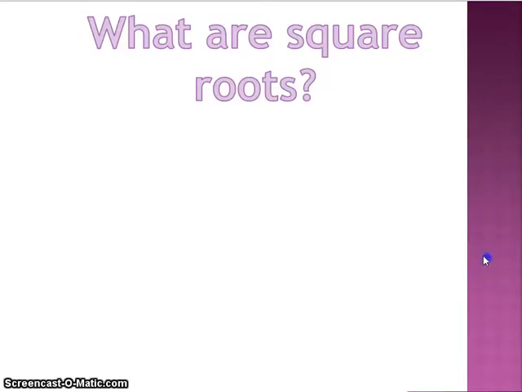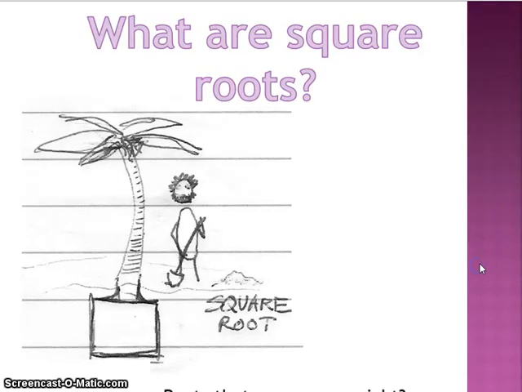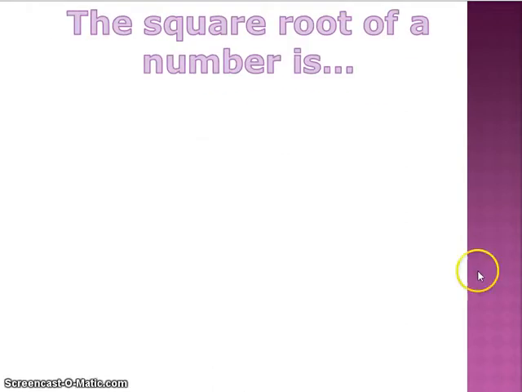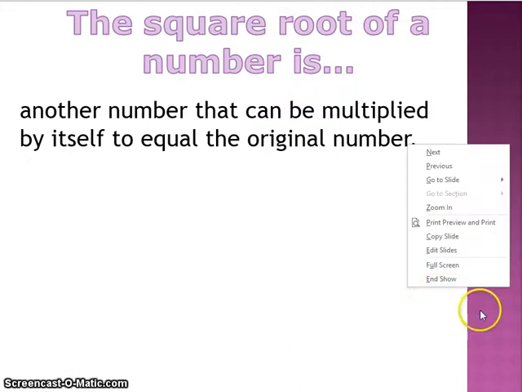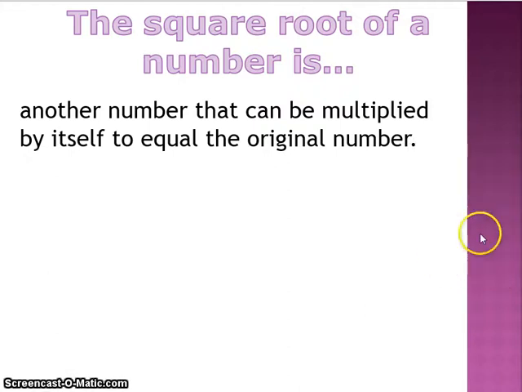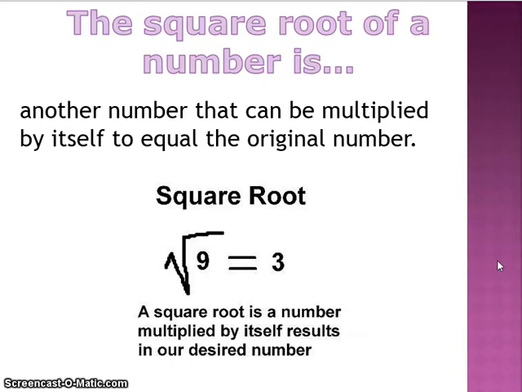So what are square roots? Simple, right? Roots that are square. Just kidding. A square root of a number is another number that can be multiplied by itself to equal the original number. For instance, the square root of 9 is 3 because when 3 is multiplied by itself, the result is 9.